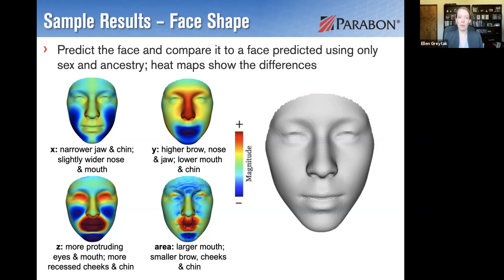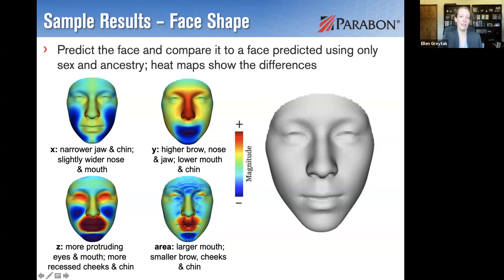So this is something that was really hard to figure out, was how do we communicate what someone's face shape is to a detective? And what we came up with was that we make these heat maps where we show how this person's face prediction differs from that baseline prediction in width, height, and depth. And so this person has a particularly narrower jaw, so they have a narrower face and a longer face and more protruding mouth. So those are the things that we put together. And then we make this three-dimensional face shape that emphasizes those predictions.